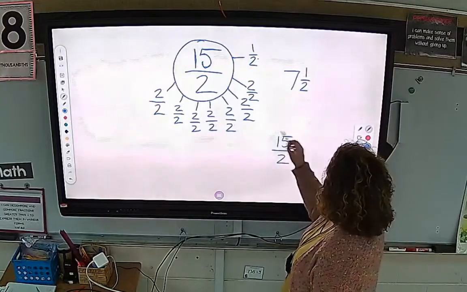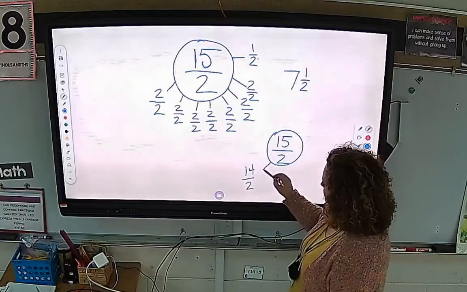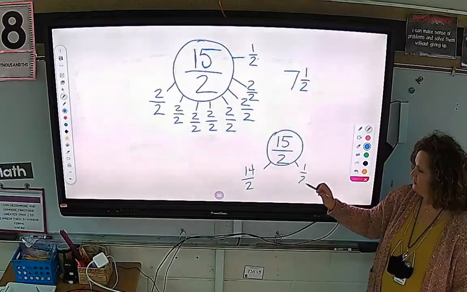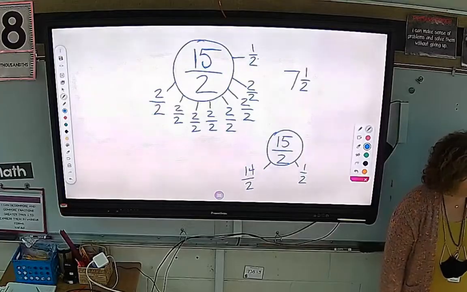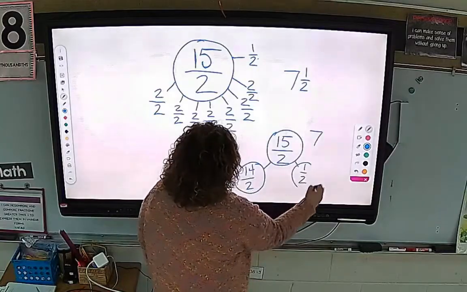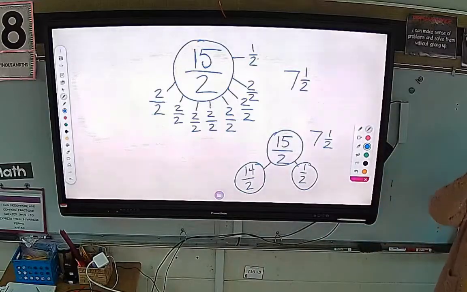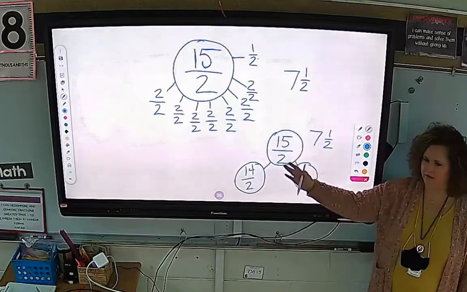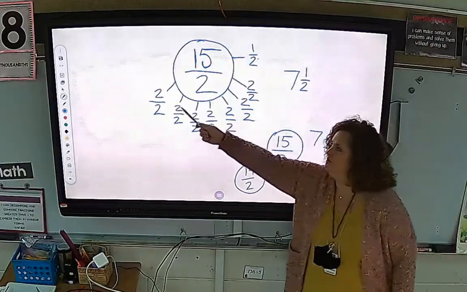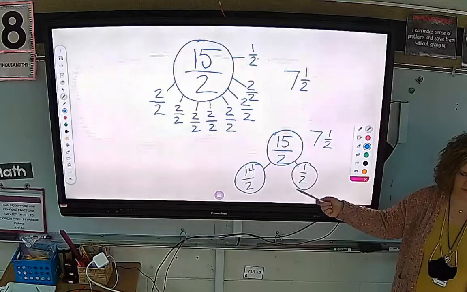So I'm going to show you something. If you recognize that, hey, 14 divided by 2, I can take out 14 twos, and then for my whole numbers, and then I have one half left over, you can do it that way as well, okay? And I know that this right here is equal to 7, and this right here is my fraction piece left over, okay? You have to be a little careful doing it this way that you're getting your numbers correct. This helps you see all of those sets of halves, okay? But this is fine too, okay?